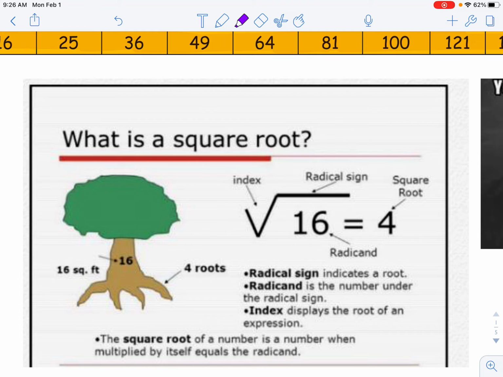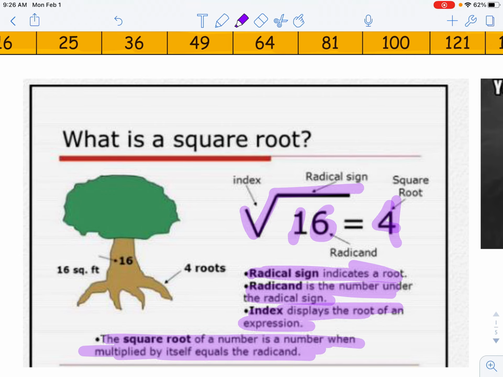However, what is a square root? Well, we have a part called the index. Technically it always has a 2 there, but it's kind of redundant. We really don't write this 2. We just say it's there. But when it's a cube root or a 4th root, we do write it. We have the radical sign, we have the radicand, 16, and then the square root is 4. The radical sign indicates the root. The radicand is the number under the radical sign. The index displays the root of the expression, and the square root of a number is a number that when multiplied by itself equals the radicand.